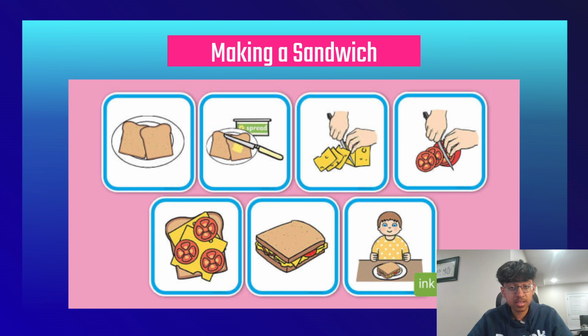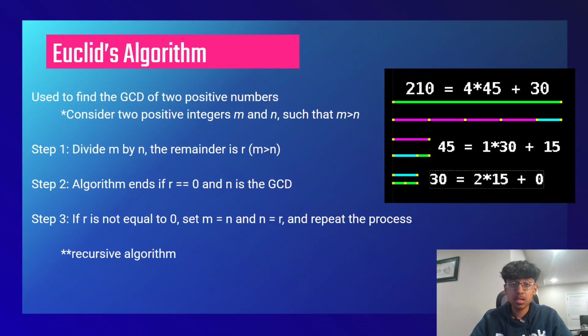You have two breads, then you spread butter on them, then you would cut cheese and then tomatoes. Then you put the cheese and then the tomatoes on one bread. Then you put the other bread on top. And now it's ready to eat. This is an example of an algorithm because if you follow this process every time, you will get the same result. Now let's talk about a more specific algorithm.